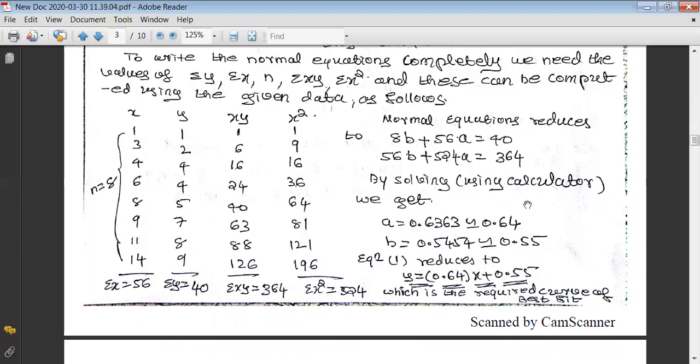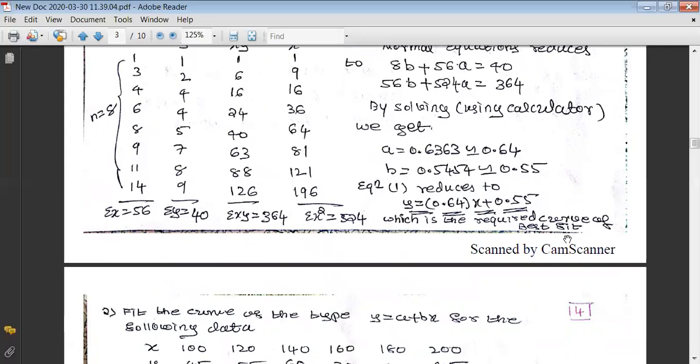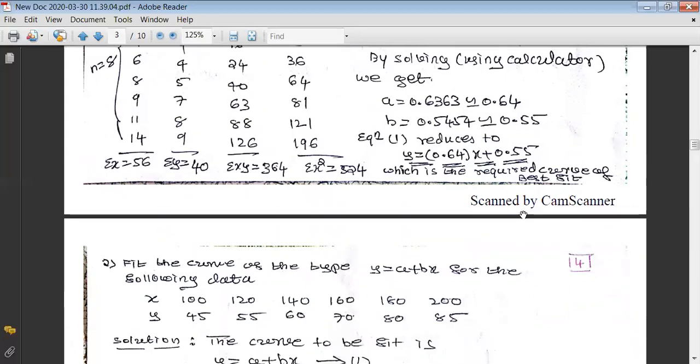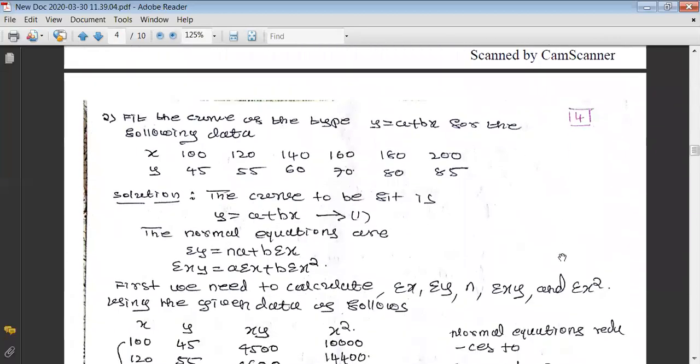And once we get these values, we can solve these using the calculators. Once you substitute the values of a and b in equation 1, we get y equal to 0.64 into x plus 0.55. These are the values of a and b we are going to find here, which is the required curve of best fit, we can call it.